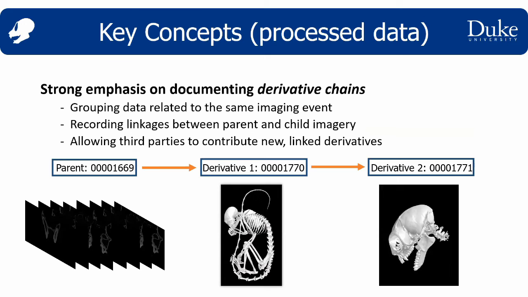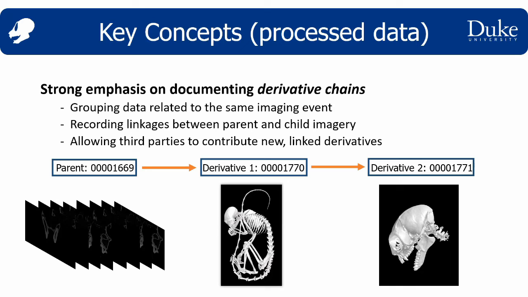Another key concept is how processed data are represented, or how the data creation process is represented. There's a strong emphasis on documenting derivative chains. This is something we don't really need to think about with 2D data, but something we absolutely need to think about with 3D data because it goes through so many steps of processing.